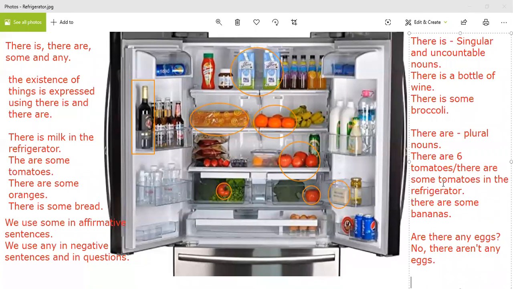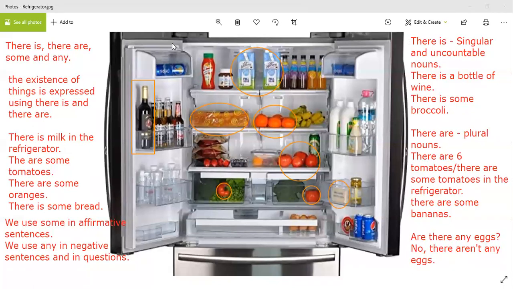Okay, thank you. So, no, there aren't. You can just say a short answer. That will be a short answer. Or a longer answer, no, there aren't any eggs. Any eggs. So we use any in negative sentences, and we use some in affirmative sentences. Good.